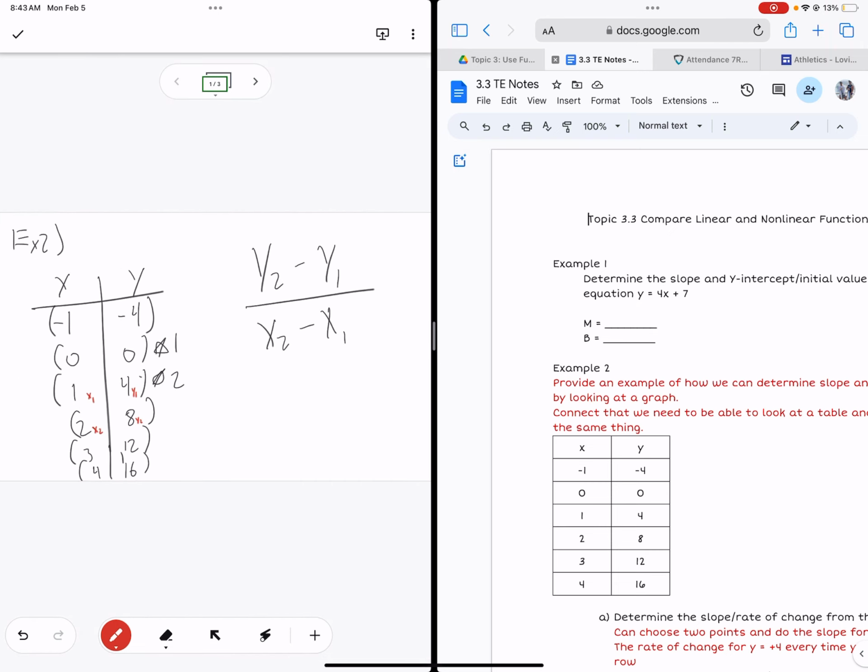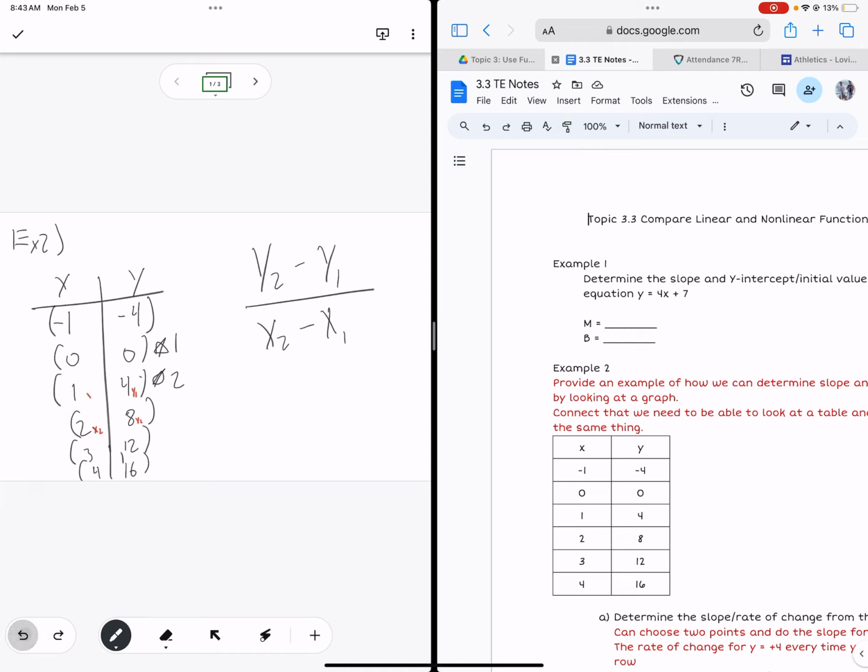Right, so I just went in there and labeled them, and now I can plug it into my equation. So it would be 8 minus 4, and it would be 2 minus 1. And what's my slope going to be? 4 over 1. So m equals 4, right? That's how you would find slope, and that would work for any of the points that we have.